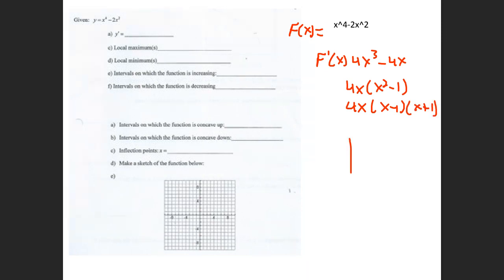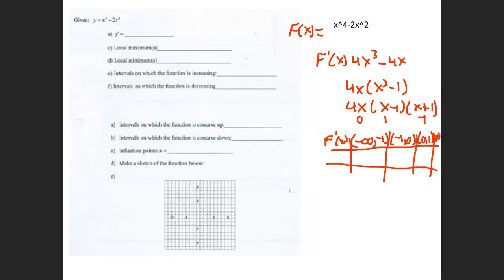So for my first derivative test, I've got 0, 1, and negative 1. So I'm going from negative infinity to negative 1, negative 1 to 0, 0 to 1, and 1 to infinity, which I can't fit on there. Again, we don't need to know the value, we just need to know if it's positive or negative. So I'm going to take negative 10 here.